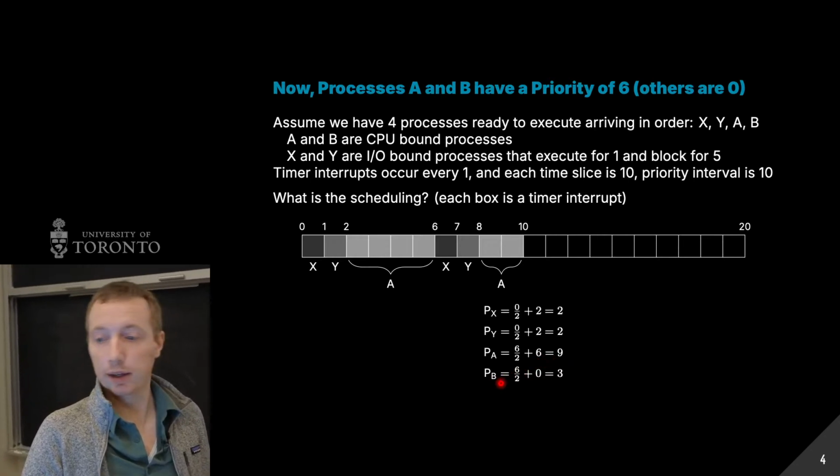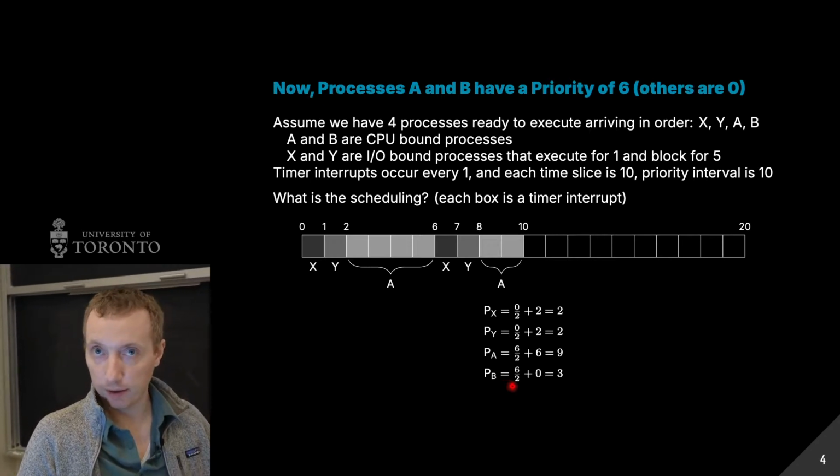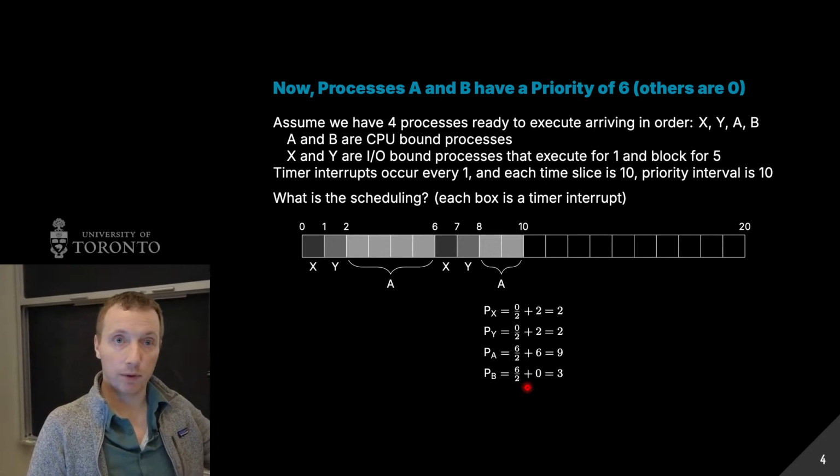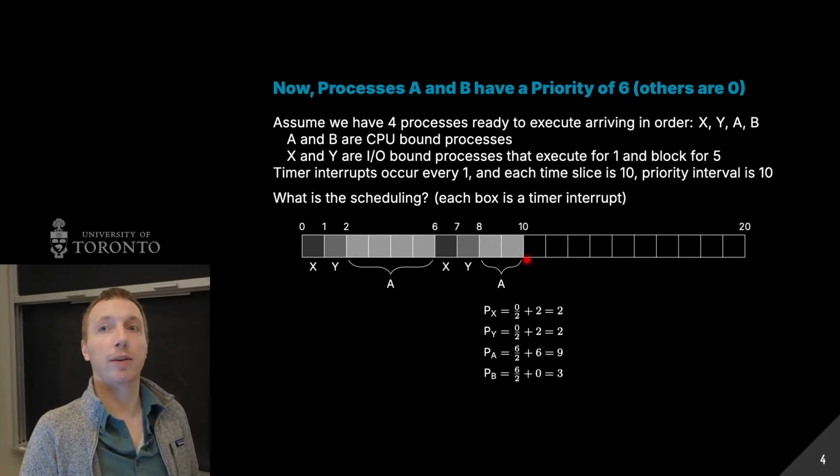Process B, it had an initial priority of 6. 6 divided by 2 is 3. It ran for 0, so its new priority is going to be 3. Now, at time 10, what am I going to schedule to run?